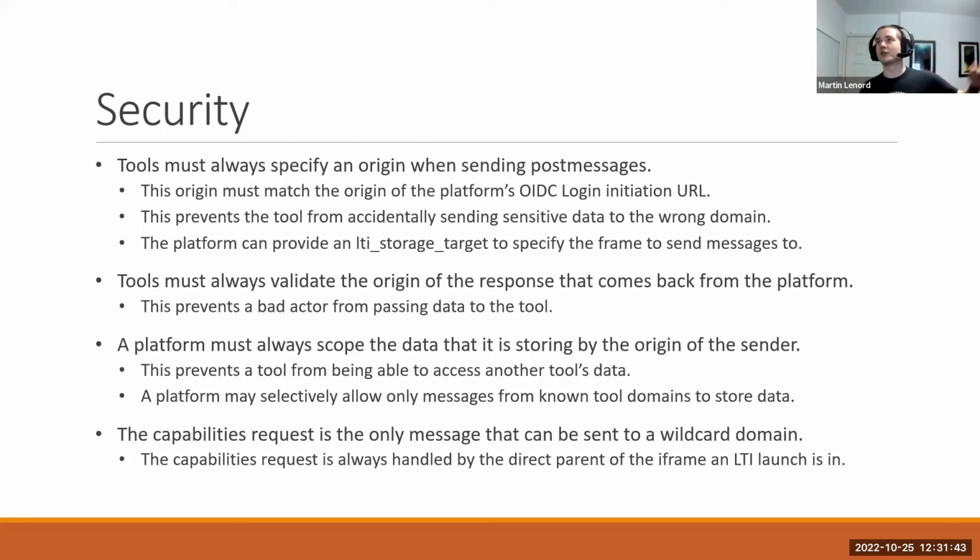Because you're always just calling your parent, and the reason it's always your parent is if for whatever reason you've lost context of the LTI storage target, so you don't know what that is anymore, and you want to find your data, you can always just call your parent and say, what are your capabilities? And it will return back and say, I support these particular types of message, and these are the storage targets for the message. That can be on a wildcard because it's more like going to a well-known URL or something like that than actually storing or manipulating data.